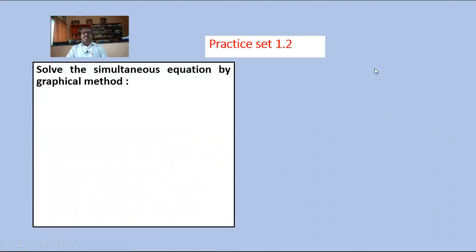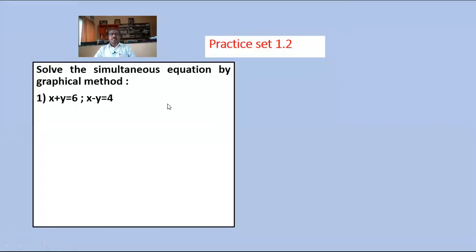Solve the simultaneous equations by the graphical method. First equation x plus y is equal to 6 and x minus y is equal to 4.